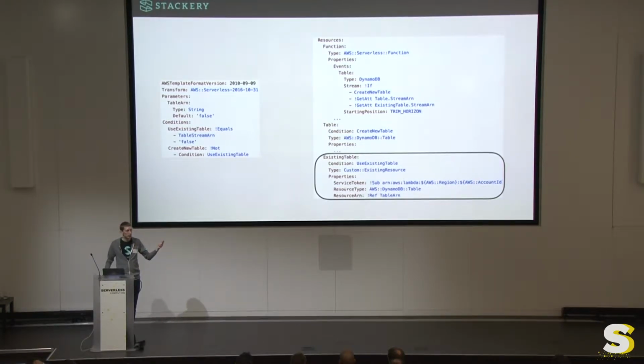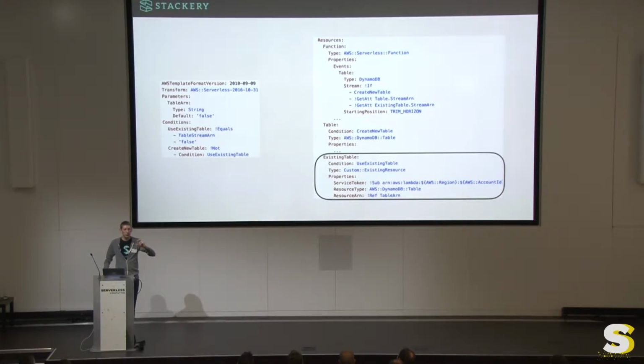Notice that the parameter did change slightly. We're no longer passing in the stream ARN of the table. We're passing in just the top-level identifier of the table. Because what this custom resource is going to do is it's going to take that top-level identifier, and it's going to go and figure out what is the stream ARN, what is the name of this, what are the other properties of it.